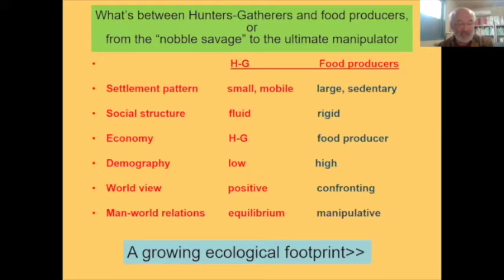They, of course, are different in economy, since hunter-gatherers make their living of hunting and gathering, while farmers are based on food production, mostly agriculture of plants and animals. They differ in demography, hunter-gatherers showing a low and stable demography, while farmers show a high and growing demography. And they differ in perception, or what we call human-world relationship. Hunter-gatherers see the world positively as a giving environment, as was stated by Nurit Bird-David years ago, while farmers are, let's say, a bit more negative, surely manipulative, and usually quite confronting with nature.